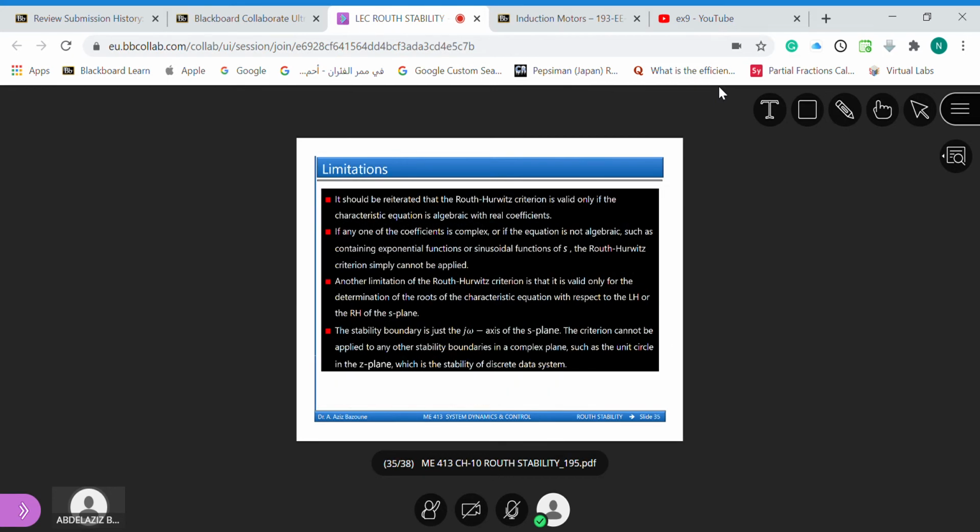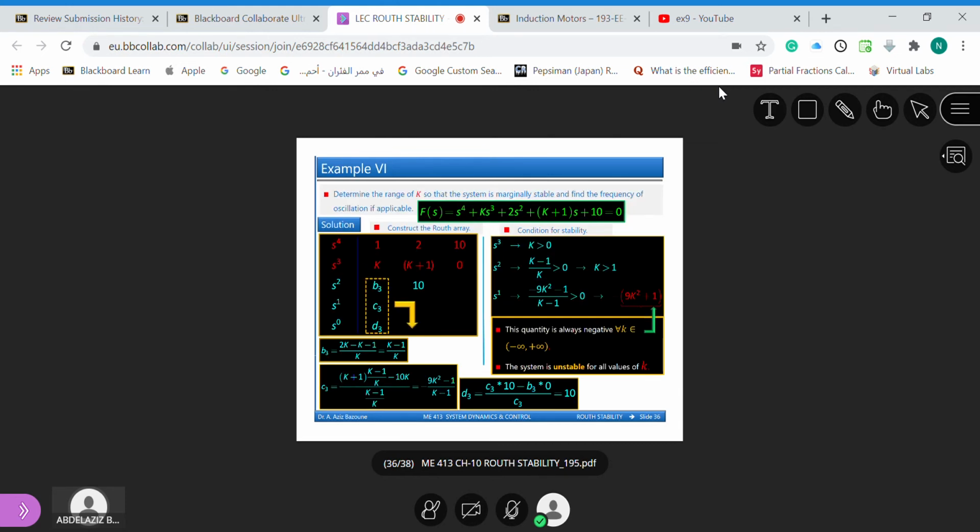So remember this, guys, how to form the auxiliary equation. Some limitation regarding this Routh stability: this is relative stability and it does not tell us about when we have a cosine term or sine term or any other characteristic.